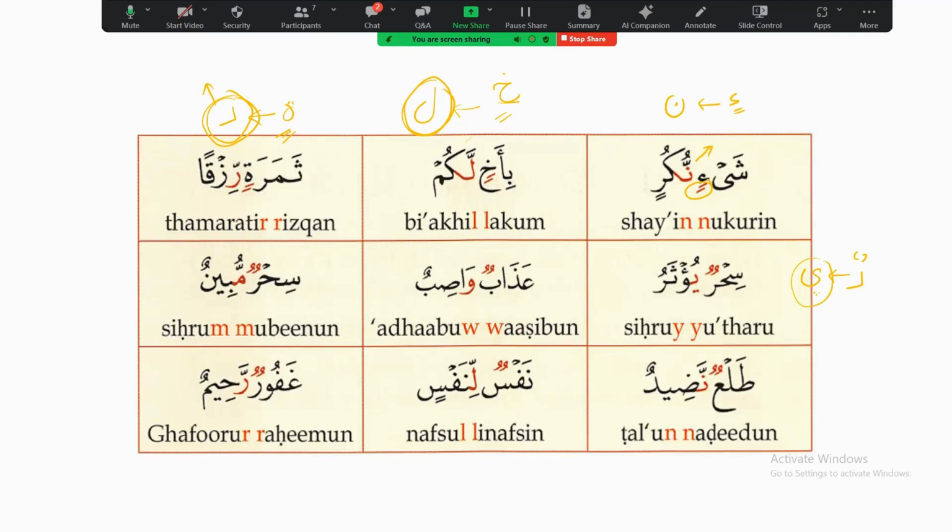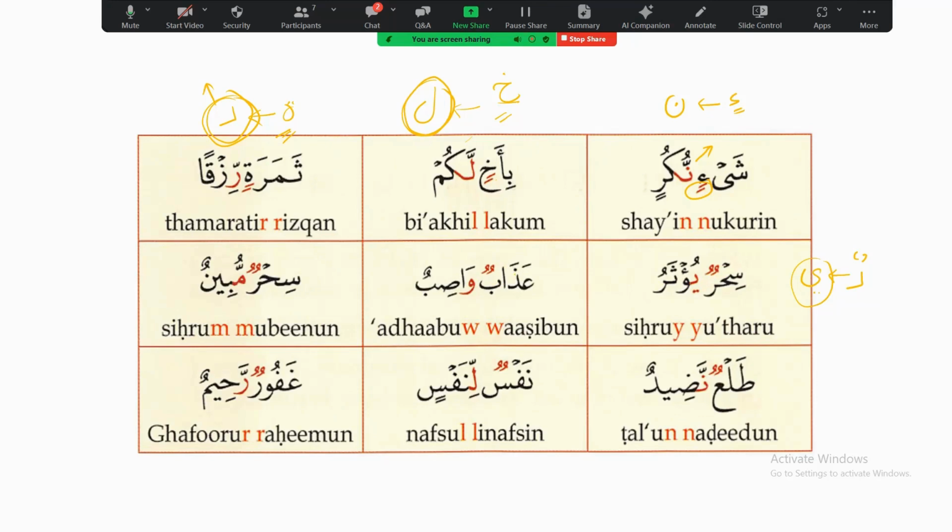This is the second type of idgham, which is incomplete idgham, in which there is a nasal sound that remains. So we will enter the sound of ra into ya, but there will be a nasal sound of noon. Sihrun yu'tharu. So when we enter the ru sound into ya, rui, rui, we stay on ya for a bit. Rui yu'tharu. Okay, sihrun yu'tharu. So that is how we do the idgham here, do the assimilation here. So this is the way you are supposed to do the remaining session here.